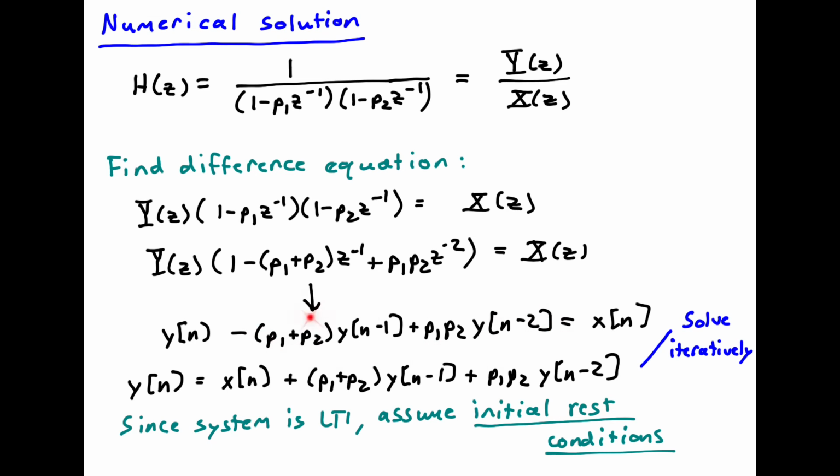Moving the previous values of y to the right-hand side, we get y of n is equal to x of n plus p1 plus p2 times y of n minus 1 plus p1 times p2 times y of n minus 2. Now, we can solve this iteratively. We do have to assume initial conditions, but for the system to be strictly linear and time invariant, we have to assume initial rest conditions, which means that nothing is happening before the input comes in. So all of these previous values are going to be equal to 0 until the input comes in.